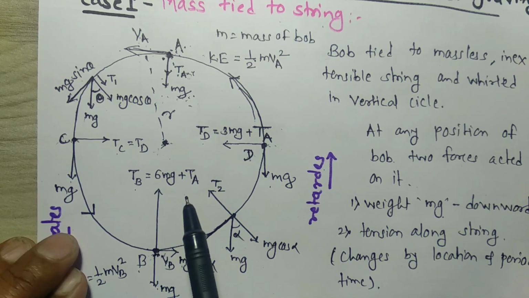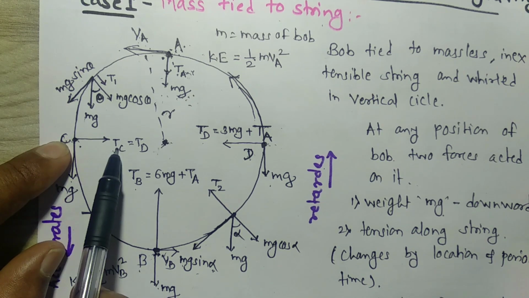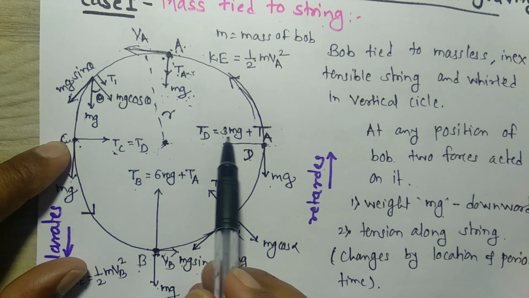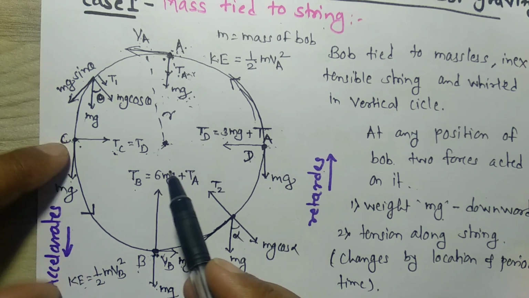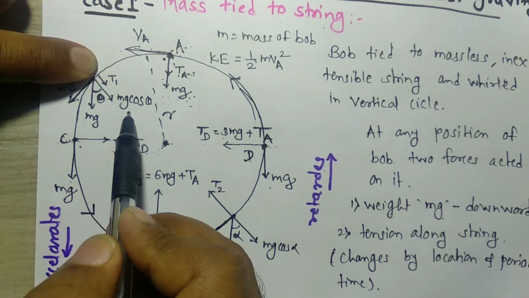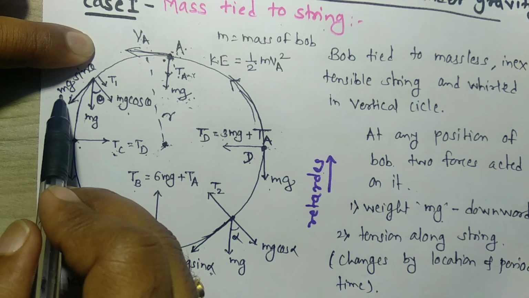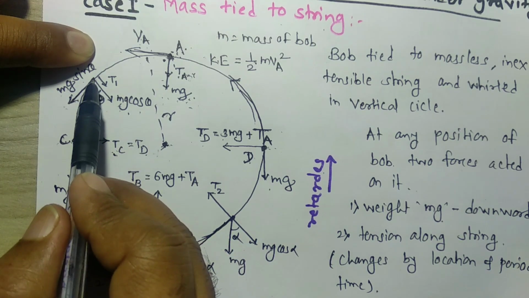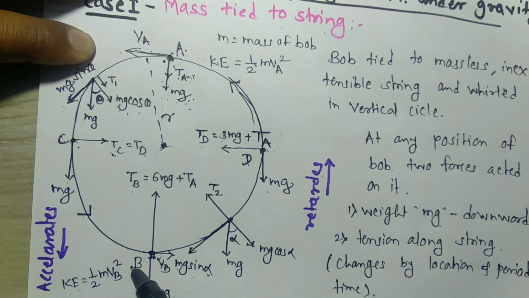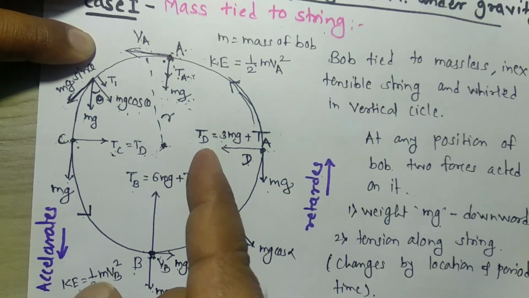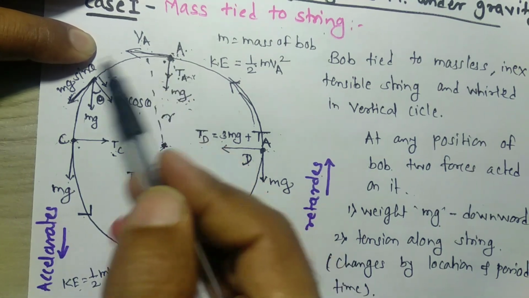First of all, we take the consideration of this point, the point C, where the tensions Tc and Td are both equal, and Tc is equal to 3mg plus Ta. Here T1 is the tension acting toward the center, and mg is acting in the downward direction, divided into two components, mg sin theta and mg cos theta. Mg sin theta acts in the direction of the particle, and therefore it accelerates the particle when it moves from the up point to the down point, from point A to point B.